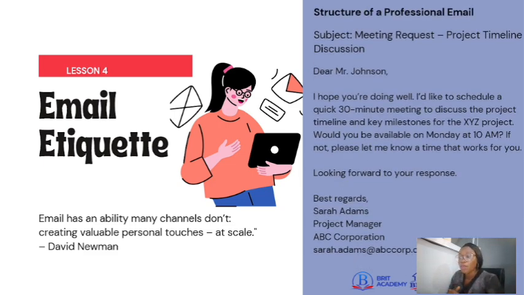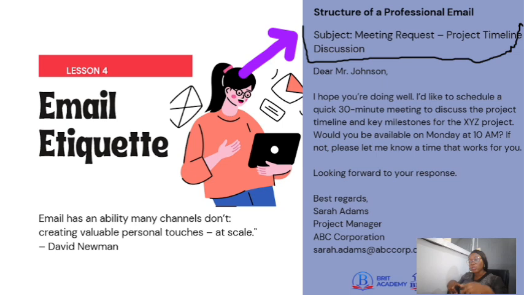On my screen here, I have an email that has a subject, salutation, body, closing, as well as the endpoint. So let's dissect this mail. When writing your subject, you want to make sure that the subject is not too long. A simple line is good, and your subject should be a summary of what the mail is about. If you look at my subject, "Meeting request, project timeline discussion," anybody who looks at the subject would be able to decode what my email is about.